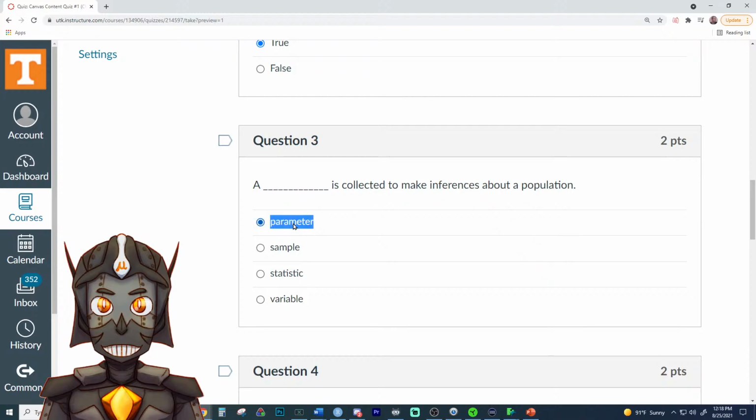Would I collect a parameter, a sample, a statistic, or a variable? What would I collect to understand UT students? This is what is collected, not what we get from the collection of groups. I would go through here and take a sample. A sample is just going in and taking a small group from a population. So samples and populations are connected, but statistic and parameter are connected. Remember, SSPP. Sample, statistics, population, parameters.